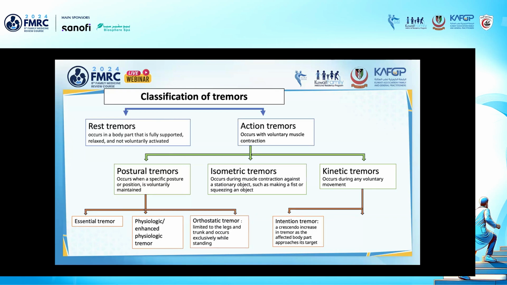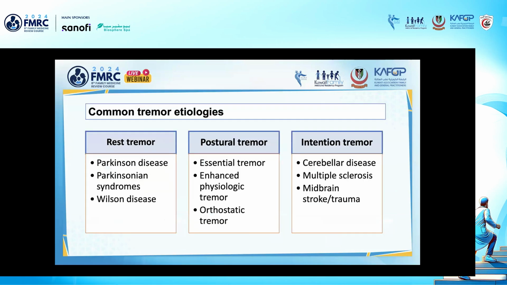Examples of kinetic tremors are intention tremors, which are characterized by a crescendo increase in the tremor as the affected body part approaches its target. And there is also a task-specific tremor, which occurs during a specific task, such as, for example, writing. So this is the general classification of tremors. Now, what are the common etiologies of tremors?